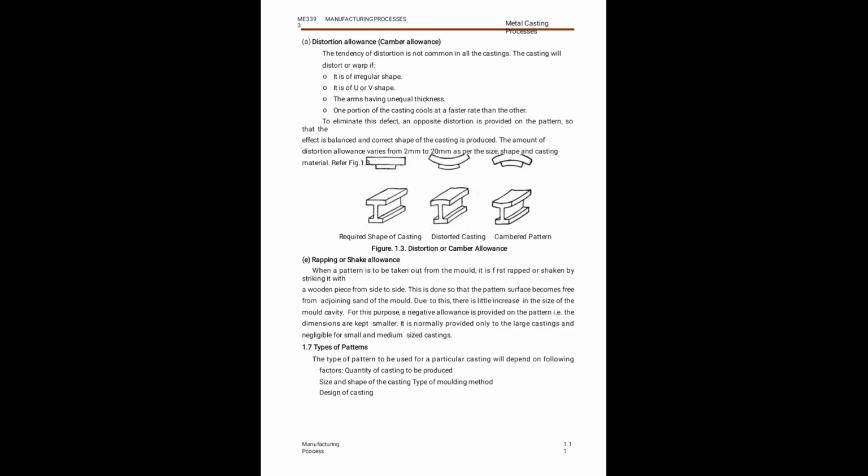Then next, rapping and shaking allowance. When the pattern is to be taken out from the mold, it is first rapped and shaken by a stick or wooden piece from side to side. This is done so that the pattern surface separates from the sand of the mold. Due to this, there is a little increase in the size of the mold cavity. For this purpose, a negative allowance is provided on the pattern.